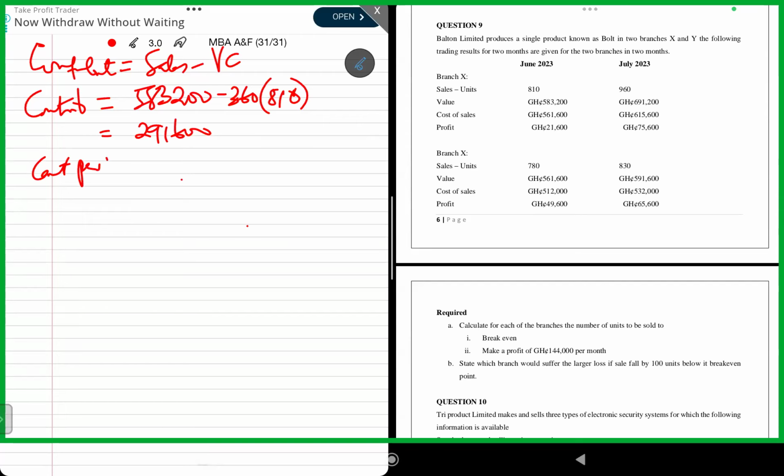How do I calculate it? The 291,600 is just for the 810 units. Don't worry. I'm looking for the contribution per unit. How do I calculate it? 291,600 contribution over the units of 810. What do we have? 360. So this is the contribution per unit, 360.